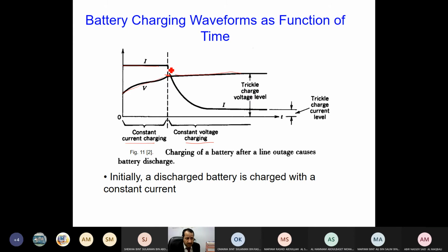And in this situation, the current will reduce. Definitely it will not go to zero, because there is always some trickle charge current level, even if it's small, it's still there. This is how the battery is charged.